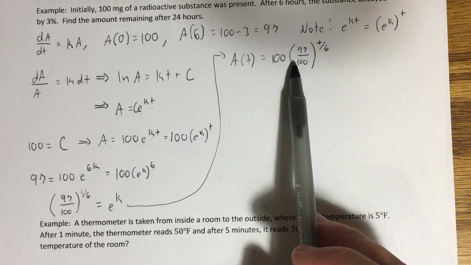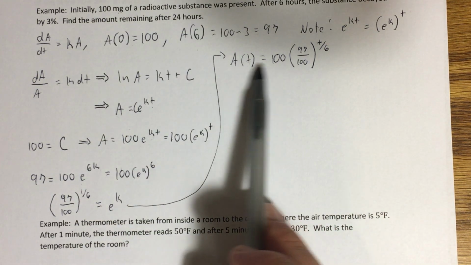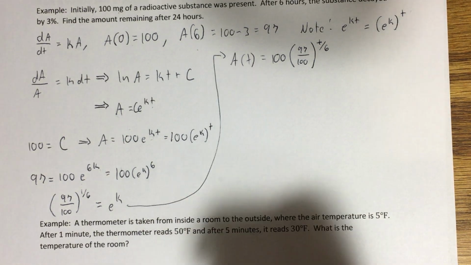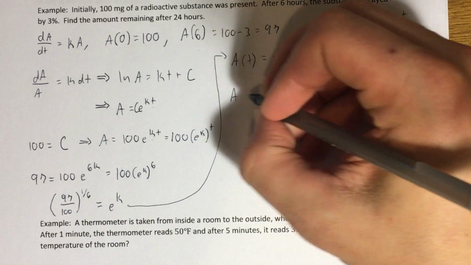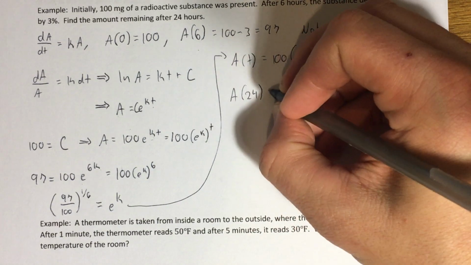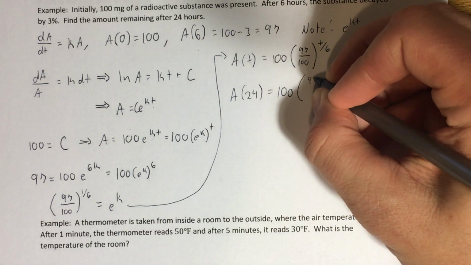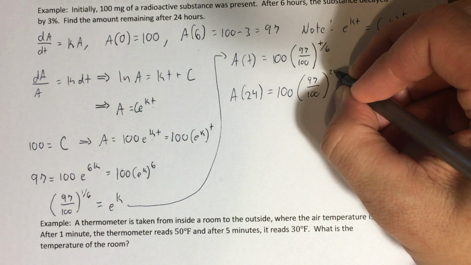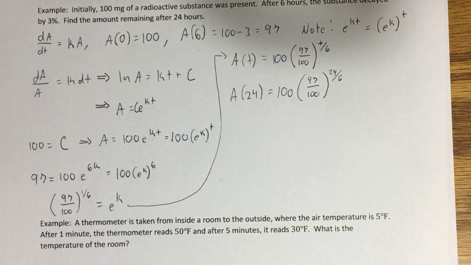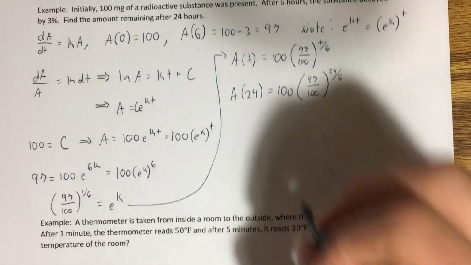All that's left to do is answer the question. Find the amount remaining after 24 hours. Well, that's what this function does, it tells us how much of that substance remains after time t. So I just plug 24 directly in to my function here. 100 times 97 over 100 to the power of 24 over 6. That reduces to a power of 4. So 97 over 100 to the 4th power times 100.